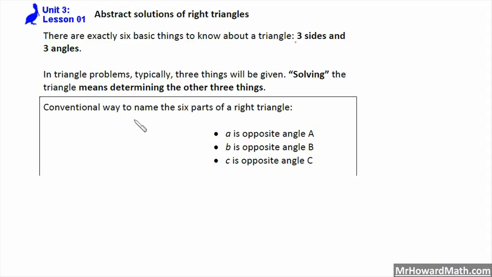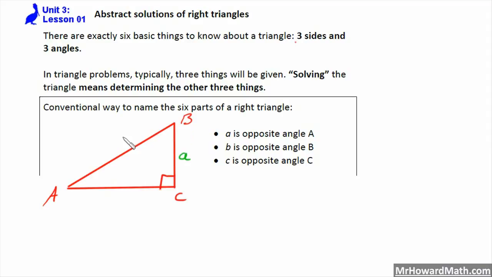The conventional way to name the 6 parts of a right triangle, we need to know this. So if we draw out the right triangle here and we'll name it ABC, triangle ABC. You notice the angles have capital letters, and then the sides that go with them, so this would be side A over here, this would be side C over here, and this would be side B over here. The sides are lowercase.